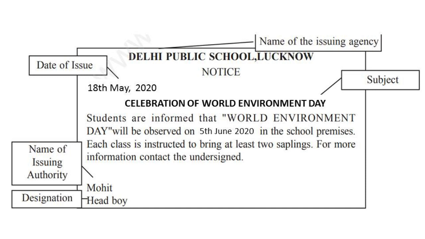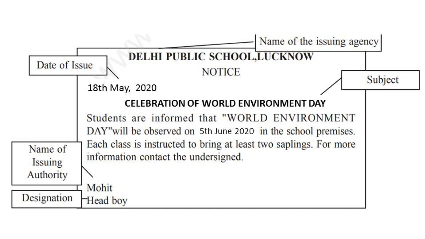Now, in a very, very simple way: students are informed that World Environment Day will be observed on 5th June 2020 in the school premises. Each class is instructed to bring at least 2 saplings. For more information, contact the undersigned, Mohit, head boy, or anything you can write. As in the question, name of the issuing authority, Mohit, and designation is head boy. So we have come to know how it is to be written.